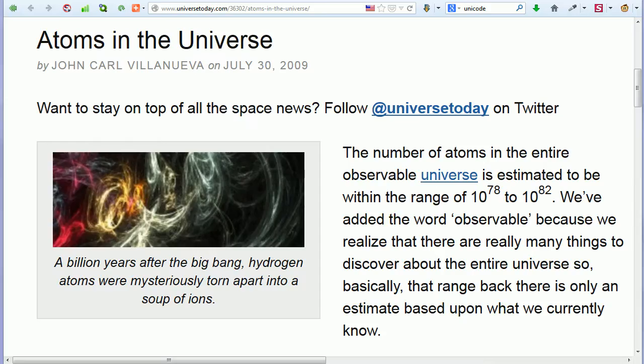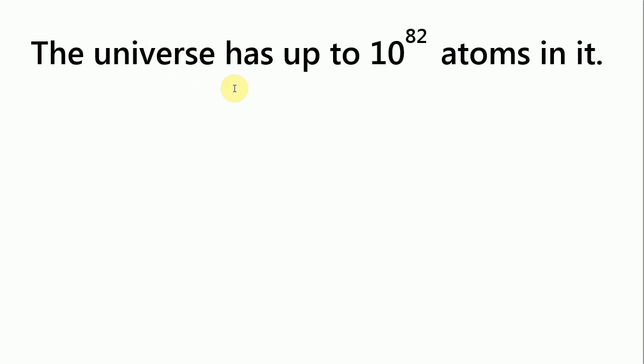Let's now compare the number of images my monitor can display to the number of atoms in the universe. This is supposed to be somewhere in the range of 10 to the power of 78 to 10 to the power of 82. So the universe has something up to about 10 to the power of 82 atoms in it.